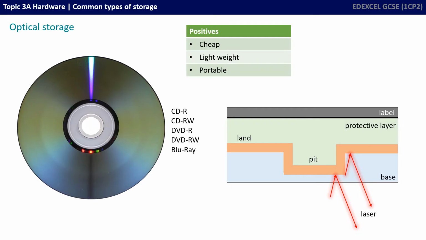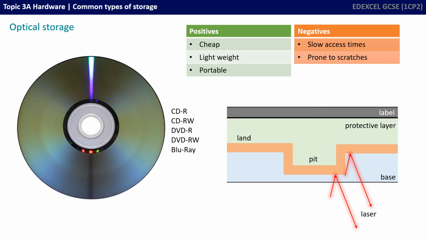In the case of writable drives, CDRWs and DVD-RWs, the chemical composition of the disc is changed by a reversible chemical reaction. This means the data can be written many times. There are many positives as optical as a storage media, including being cheap to produce, lightweight, and highly portable.